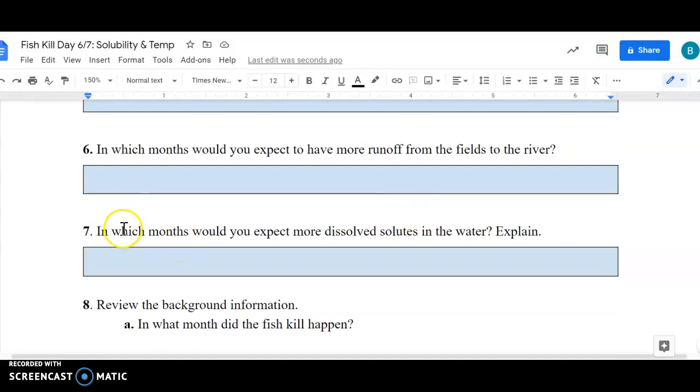Continuing, in which months would you expect more dissolved solutes? Look at temperature, and consider which months. This can be a larger range, anywhere from 3 to 5 months. Would you expect there to be more dissolved solute and why? Tell me why you expect more to be dissolved using the information provided in the numbers above.